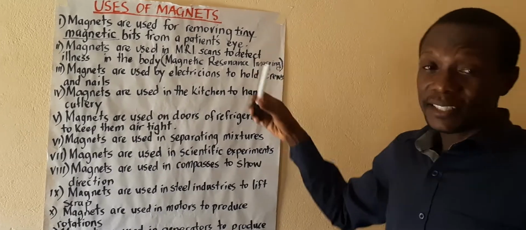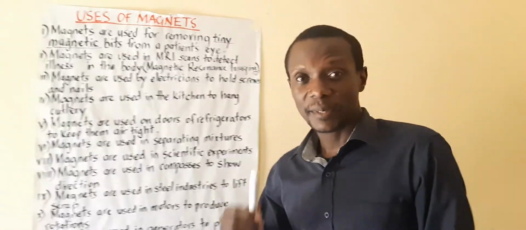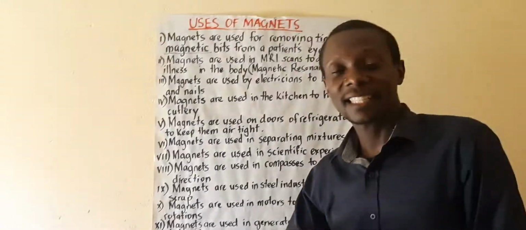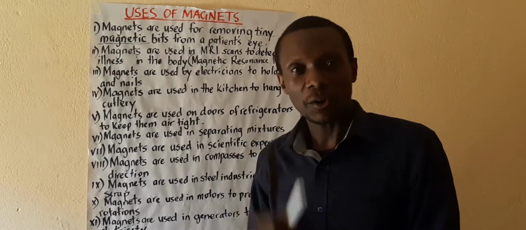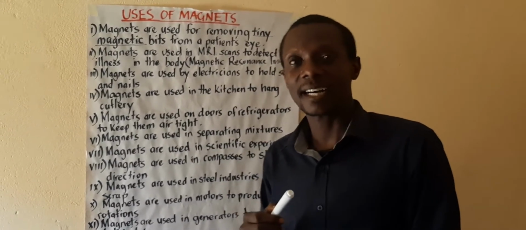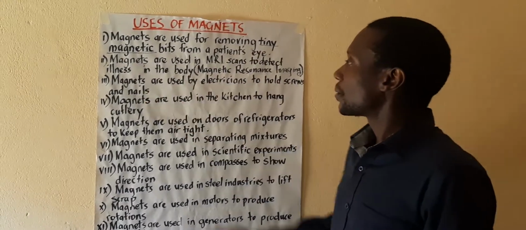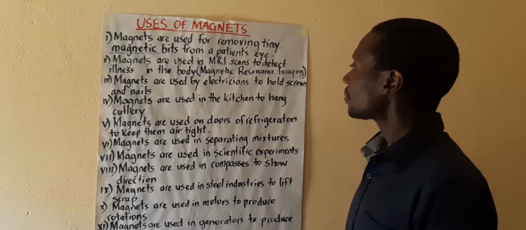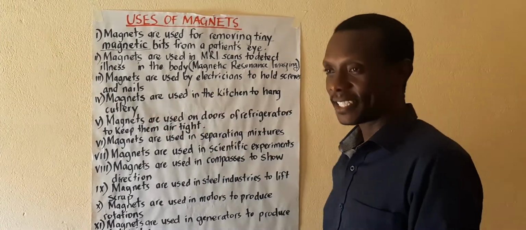These are the two ways in which magnetism is used in the hospitals, especially by health workers. I can just decide to ask, give ways in which magnets are used in hospitals, or give ways in which magnetism is used by health workers. These are the two responses. Let's move to response number 3. Magnets are used by electricians to hold screws and nails.